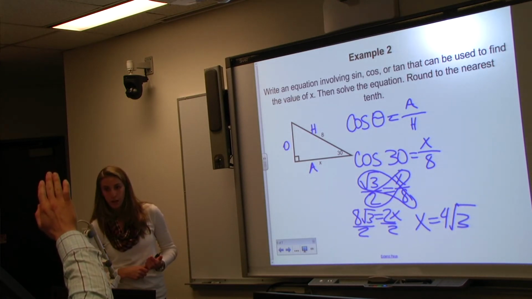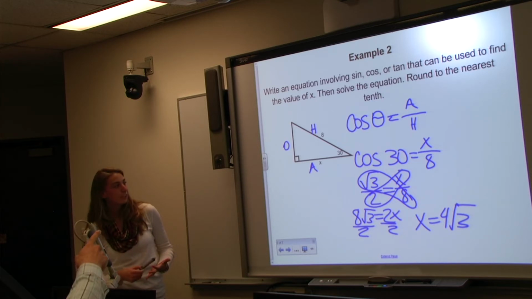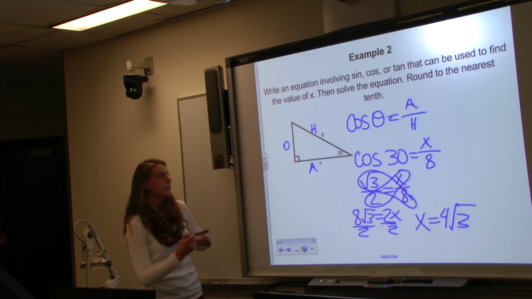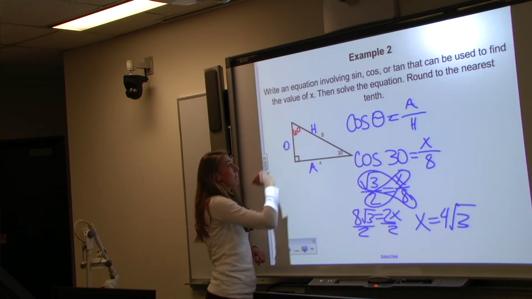I had a question. Yeah, go for it. What if I didn't like cosine? Since I know that angle's 30 degrees, and it's a right angle, I know the other angle up top there is 60, right? Yep. So then I can use sine instead of cosine.